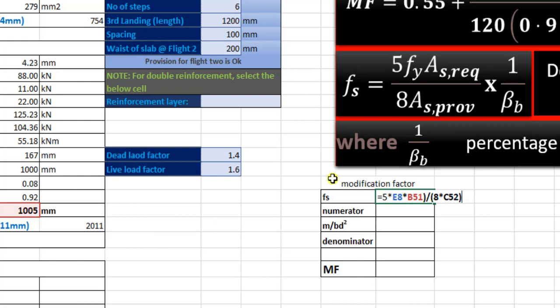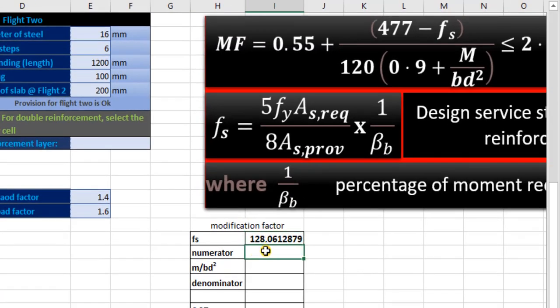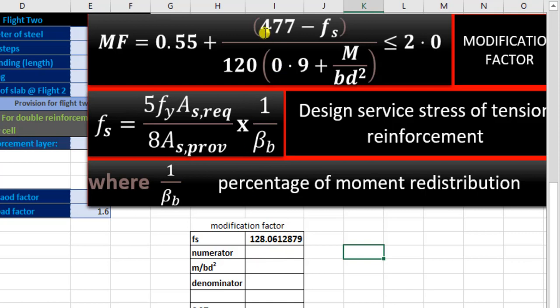So we enter, okay, before then I have to open a bracket here. So I click on OK. Now this is the formula. Now we enter the formula. Now we are going to enter the numerator.